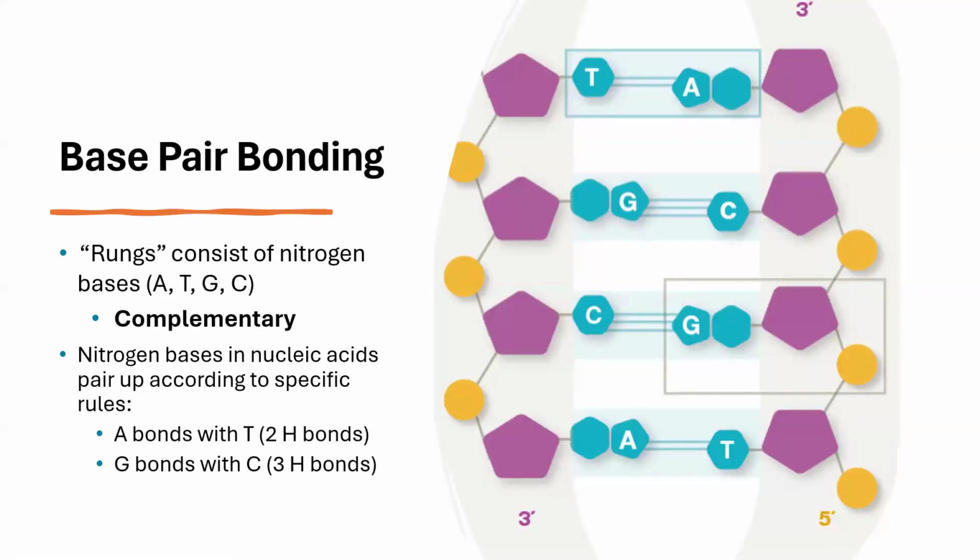Now, this is going to be largely determined by base pair bonding. They make up the rungs of our ladder, and they're going to be bonded complementary. So A binds to T and G binds to C. When A binds to T, it has 2 hydrogen bonds, and when G binds to C, it has 3 hydrogen bonds. So it's a slightly stronger bond when you have GC than it is when you have AT. Now, if this were RNA, you can still get base pair bonding, but instead of A going to T, A goes to U, still complementary.